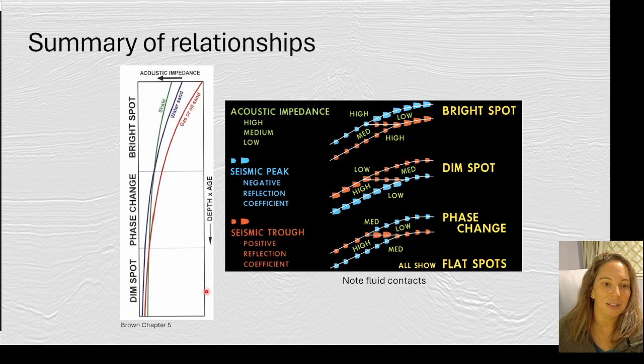And so this is just a nice summary from the Brown textbook. I like how he shows in here, so we've got this chart that I've talked about a few times in different formats. What I like about this figure is how he shows the amplitude decrease as we go from the hydrocarbon leg into the water leg, but then also the polarity of the fluid contact in there. And so I like it as a nice summary.